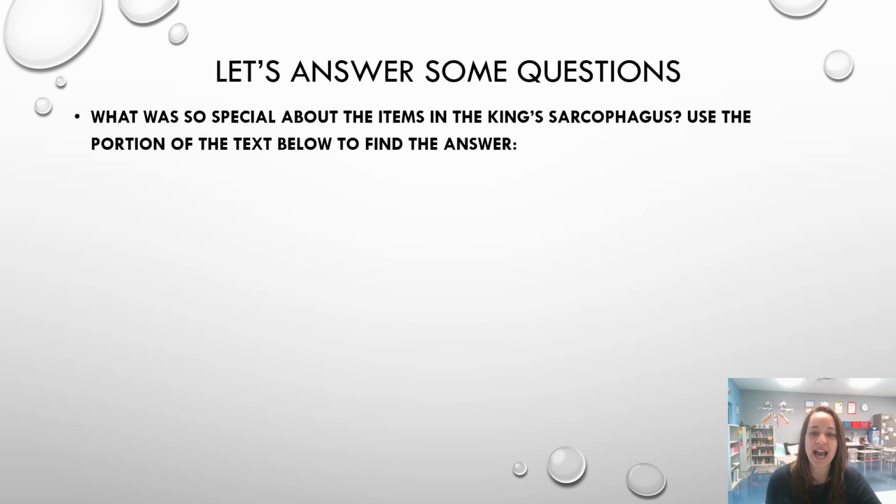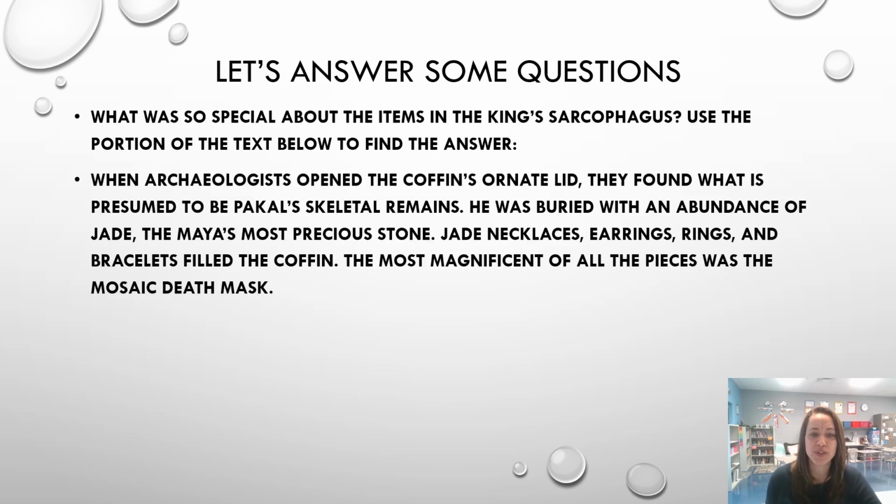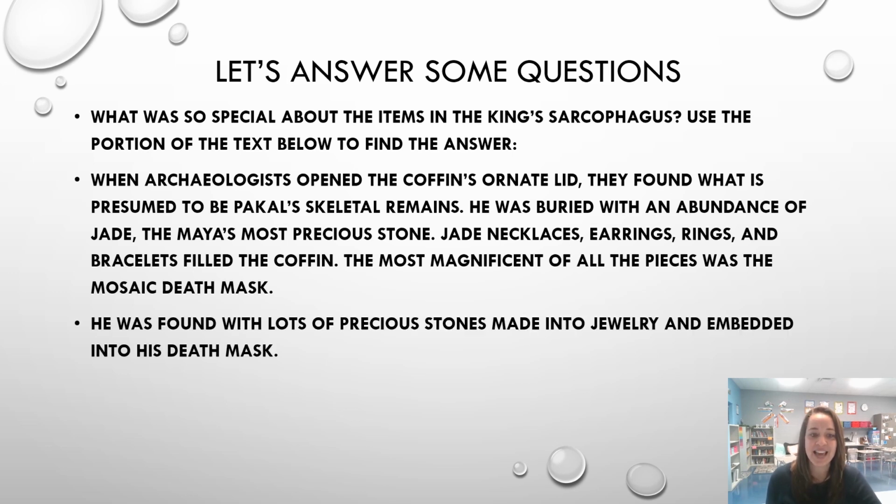What was so special about the items in the king's sarcophagus? Use this portion of the text to find your answer. When archaeologists opened the coffin's ornate lid, they found what is presumed to be Pakal's skeletal remains. He was buried in an abundance of jade, the Maya's most precious stone. Jade necklaces, earrings, rings, and bracelets filled the coffin. The most magnificent of all the pieces was the mosaic death mask. He was found with lots of precious stones made into jewelry and embedded into his death mask.